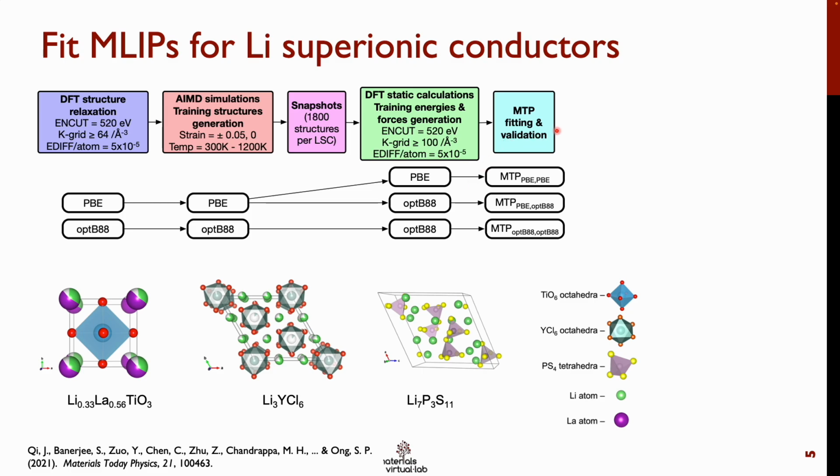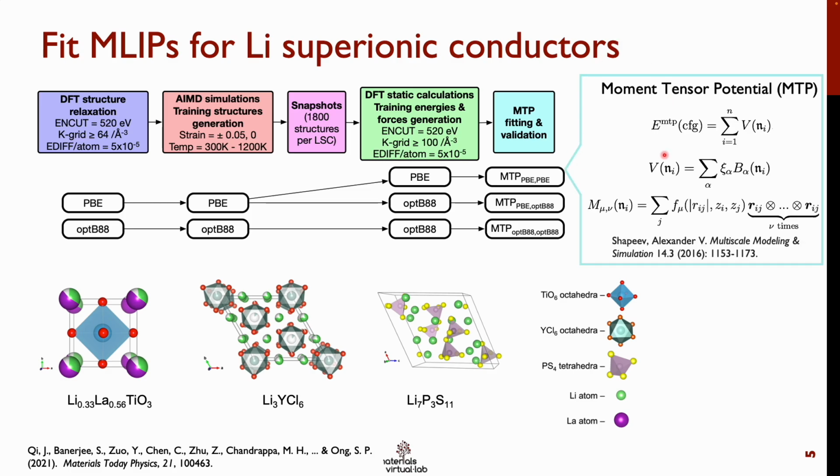And the last step is to use those training structures and training energy and forces to fit moment tensor potentials, which are again machine learning interatomic potentials that describe the potential energy by the summation of atomic energies, and atomic energies are defined to correlate with the local moment descriptors, where the moment basis functions incorporate radial and angular interactions into their basis functions.